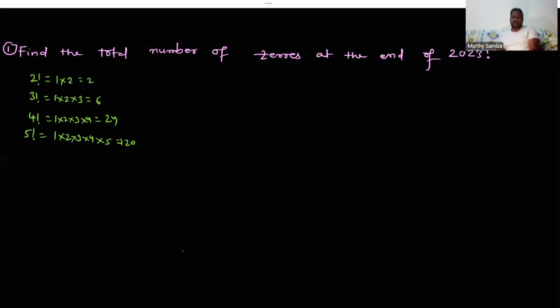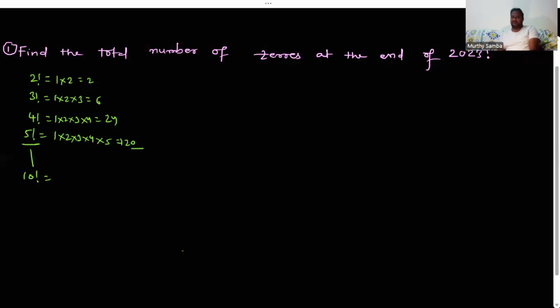Now our problem is to find the total number of zeros at the end of 2023 factorial. So 2023 factorial, if you keep writing 1 into 2 into 3 and so on up to 2023, that number ends with some number of zeros, right? Like how 5 factorial is ending with 1 zero. And if you keep writing, you have 10 factorial also.